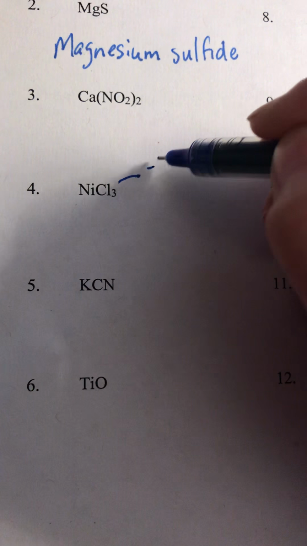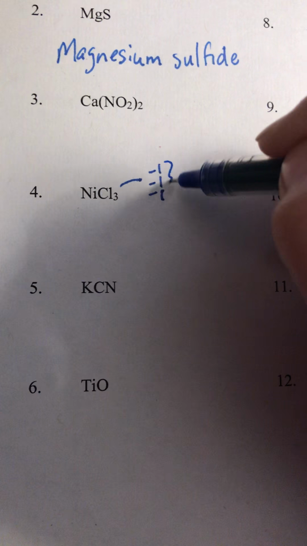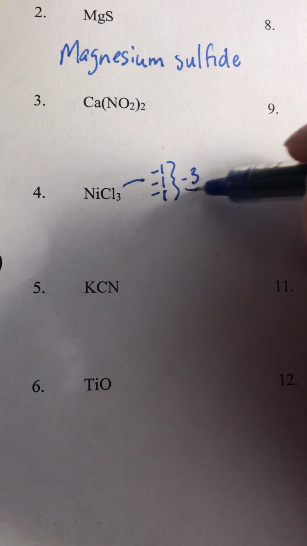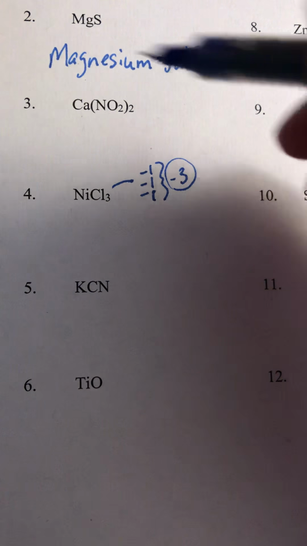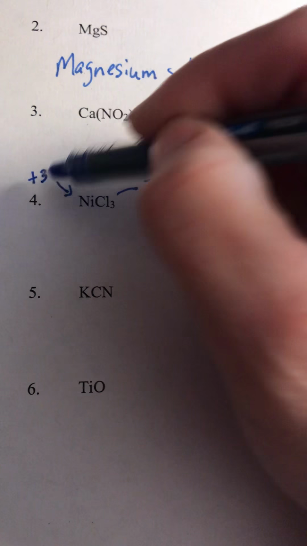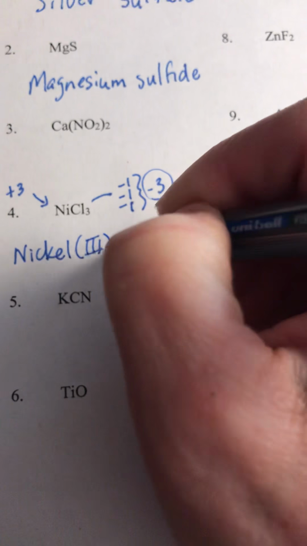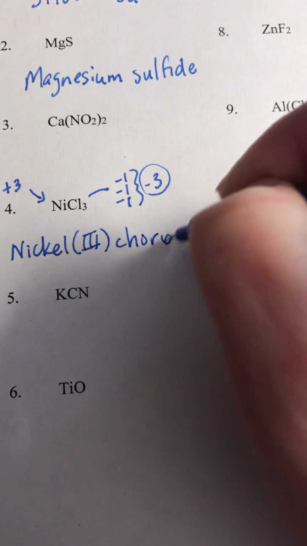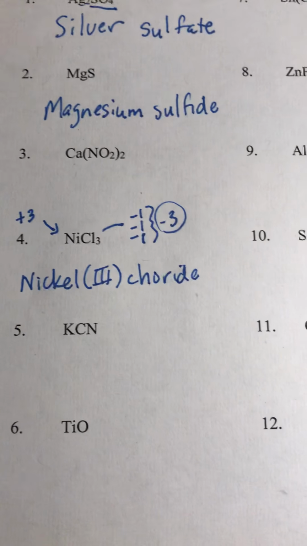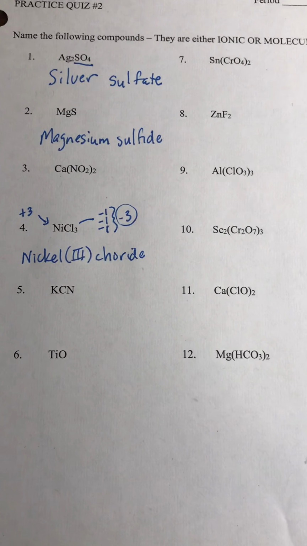This chlorine is a -1. There's 3 of those chlorines for a total of -3. Since this negative charge is -3, and there's 1 nickel here, that nickel has to be a +3. So when we name it, we're going to name it nickel 3 chloride. Okay, do you see any other metals on here that can have more than one charge?